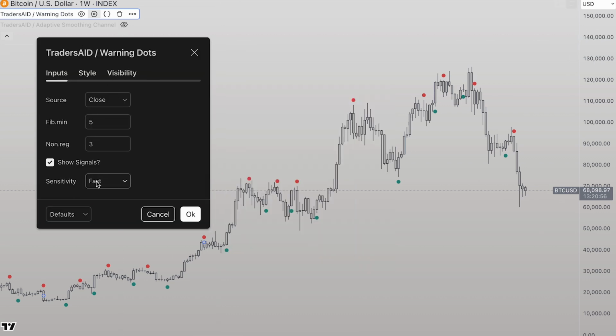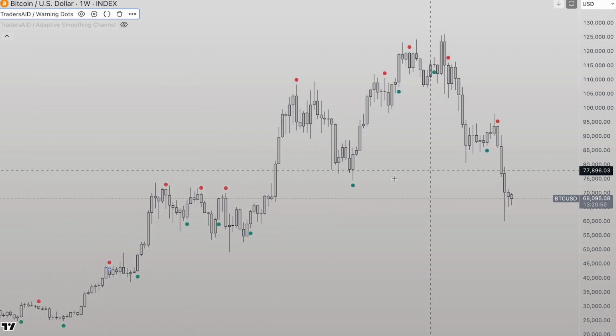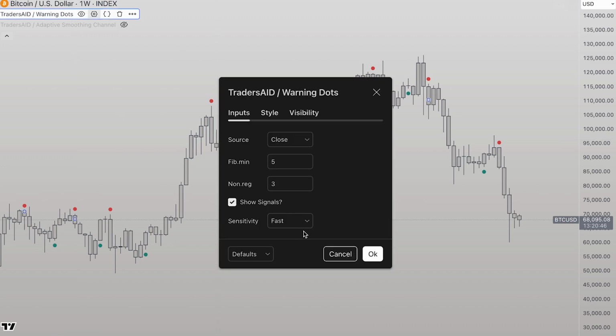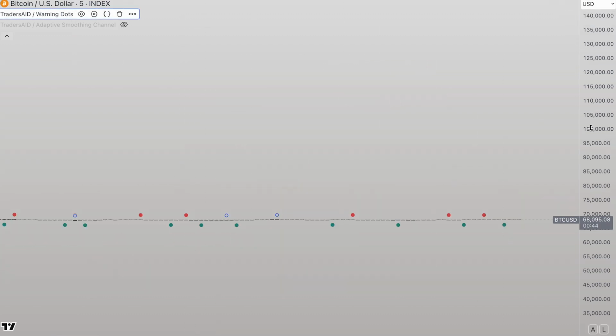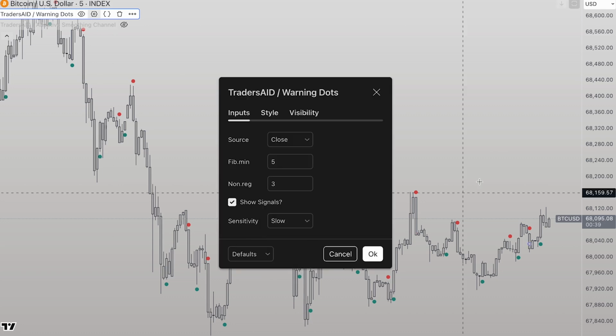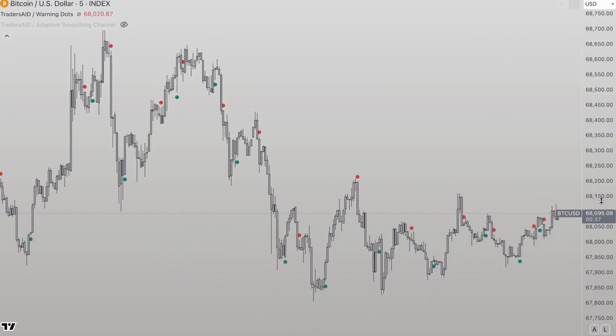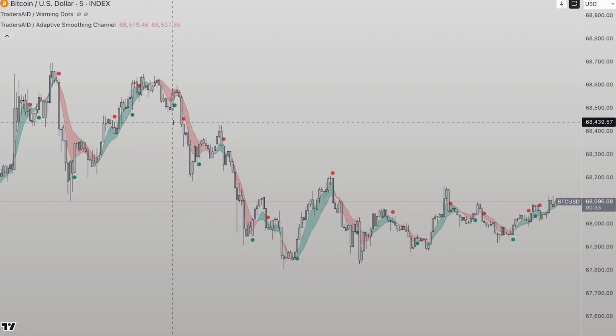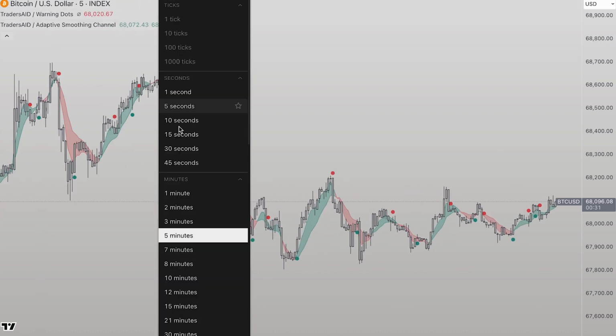On higher time frames, the time frame itself smooths out the price action, so you may want to set the dots more aggressively to catch moves earlier. On lower time frames, some traders keep the channel slow for structure and set the dots fast for quicker reactions. Others do the opposite. There's no right or wrong, it comes down to your asset and your personal trading style. The best way to find your setting is the same as before. Scroll back, look at the history and see what felt right.